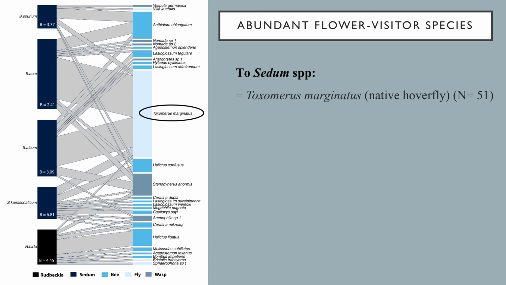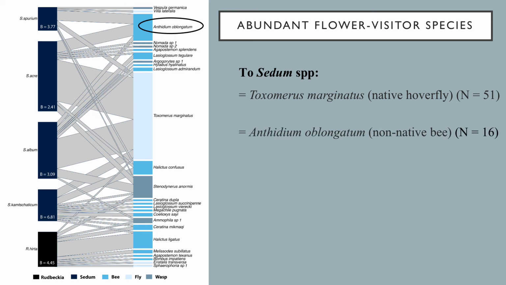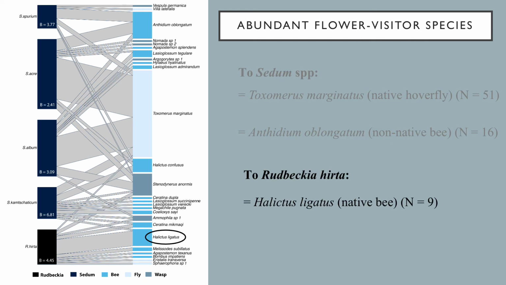The most abundant pollinator visiting sedum was Toxomerus marginatus, which is a native hoverfly species, while the most abundant bee visiting sedum species was actually a non-native species called Anthidium oblongatum, and this raises some potential concern over sedum disproportionately supporting non-native pollinators over native pollinators, and this is also highlighted in a study done by McIver et al. 2014. For Rudbeckia hirta, the most abundant flower visiting species we found was a native bee called Halictus legatus.